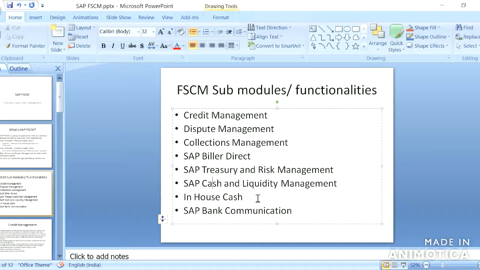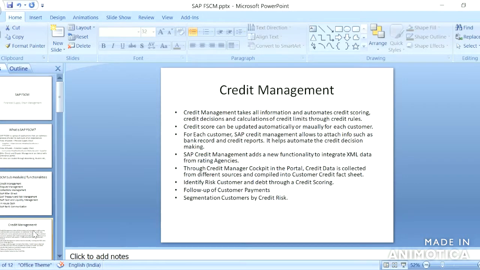So let us move on and check what are all the functionalities regarding each and every application or submodule or function, whatever it might be. So it is credit management. Let us move on and see what is actually credit management.